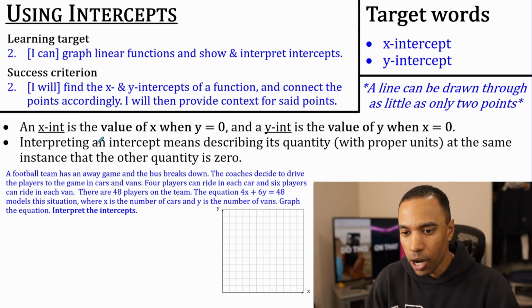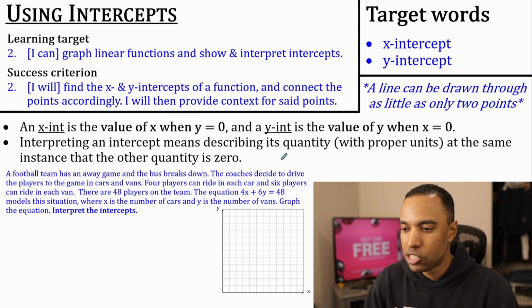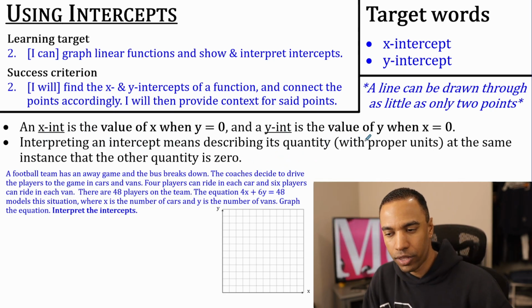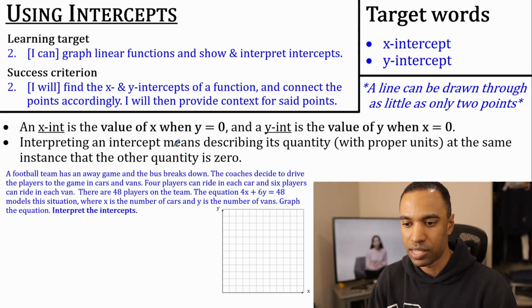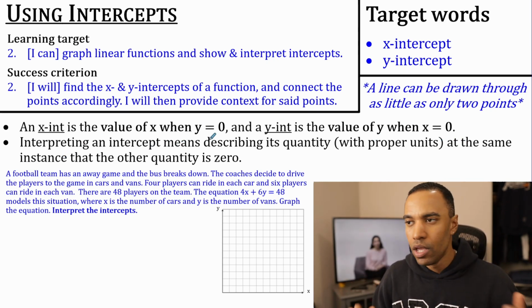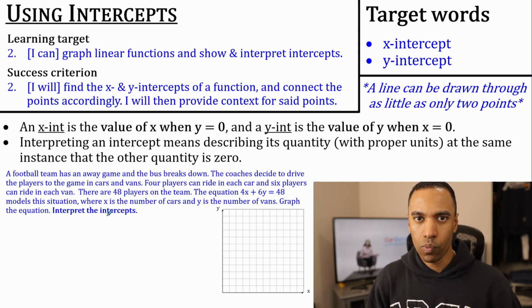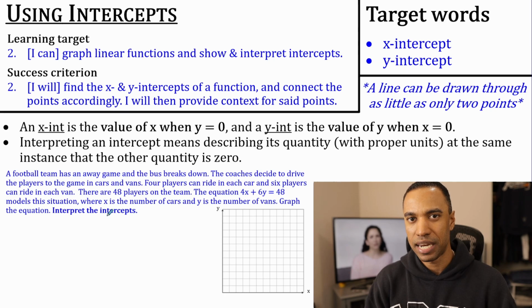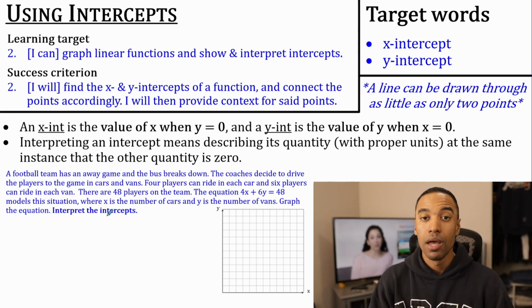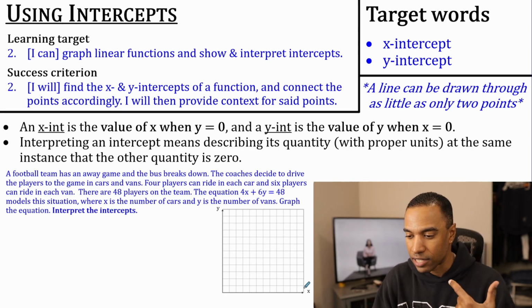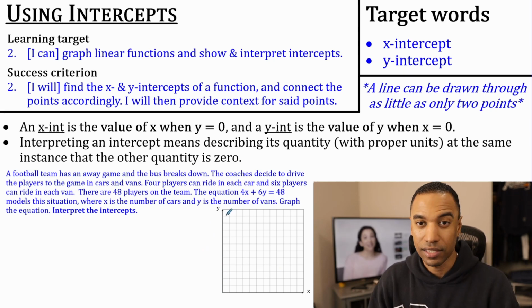Interpreting an intercept means describing its quantity with proper units at the same instance that the other quantity is 0. Because there's going to be something at the end where it says interpret the intercepts. What it means is state what those points mean in the context of the problem. By context, we mean what is the x-axis representing? What is the y-axis representing?